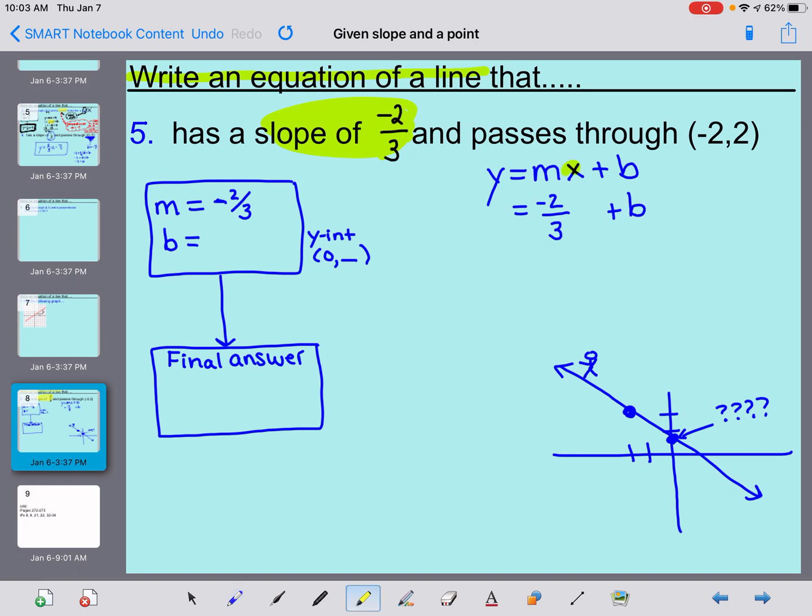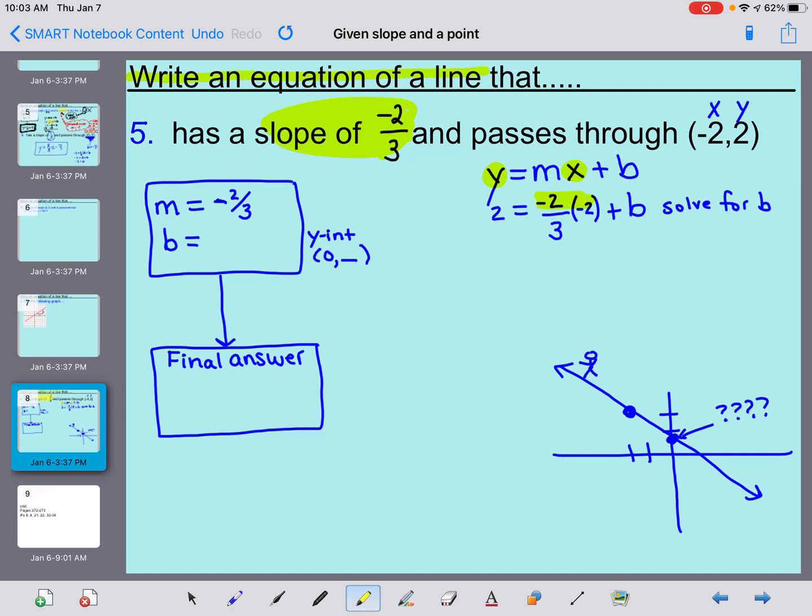X and Y in the equation is an ordered pair, X comma Y, for any point that's on the line. If you have a point that's on the line, you can put those X and Y values into this equation. So that's what we have. We have a point that's on the line, right? Passes through. That means that the line is going through the point negative 2, 2. So I'm going to plug in negative 2 for X and positive 2 for Y. So negative 2 goes in for X, positive 2 goes in for Y. Now we're going to solve for B. How do we do that?